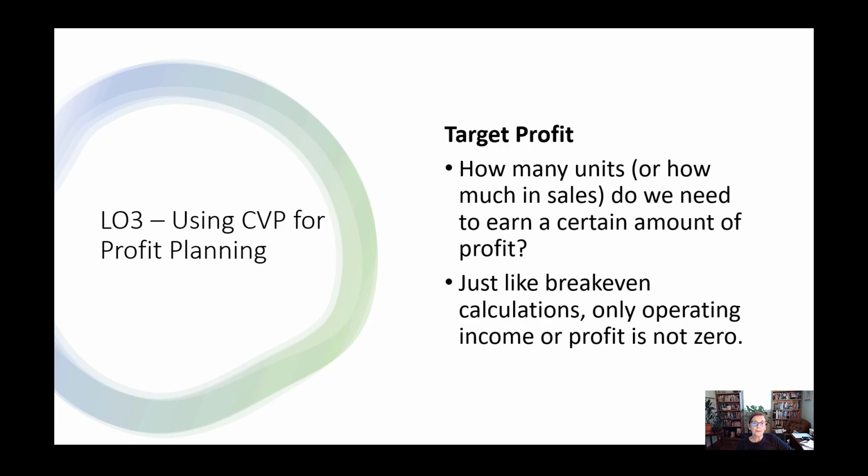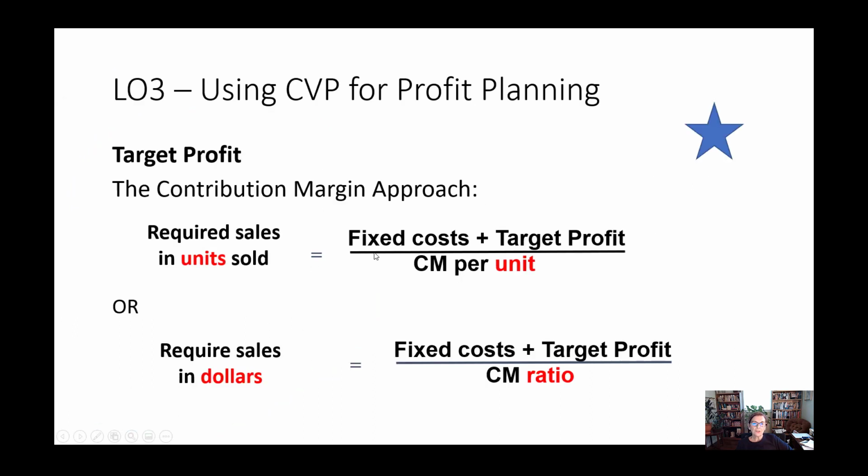Now, these formulas are going to look very familiar because it's just like the break even we just looked at, except we're adding target profit to the numerator. So the contribution margin approach for target profit looks like this. If you want to know how many units you need to sell to earn a certain target profit, take your fixed costs, add your target profit, divide by contribution margin per unit. If you want to know sales dollars required, take your fixed costs, add your target profit, divide by contribution margin ratio. All right? Again, some more formulas.